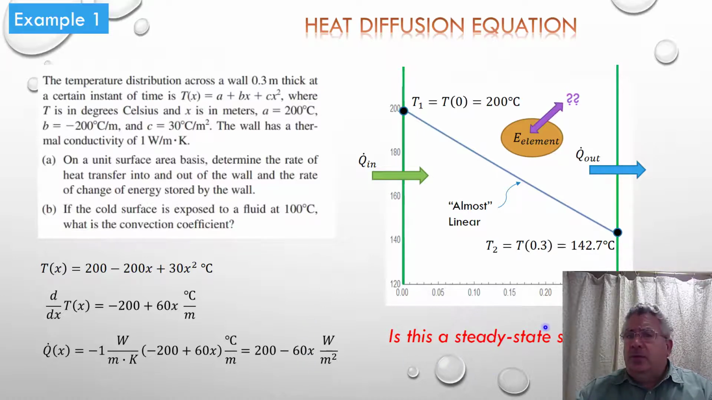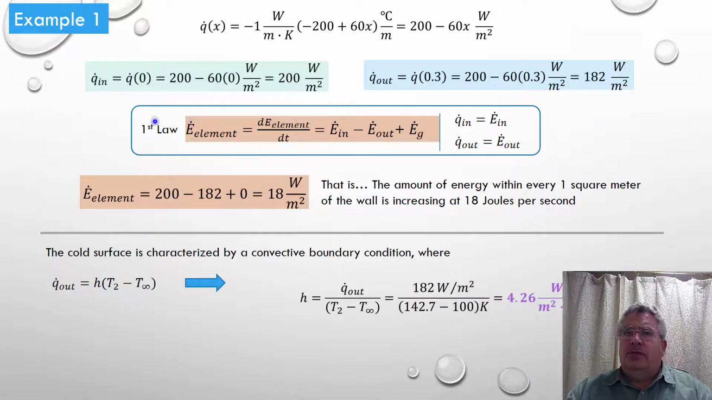And the question is, is this a steady state situation? Well, we don't think so, because we know this isn't linear, even though it's almost linear, and we have this hint that at a certain instant in time, it's implying that there's something happening with regards to time. All right, so let's go back. Let's take a look now.